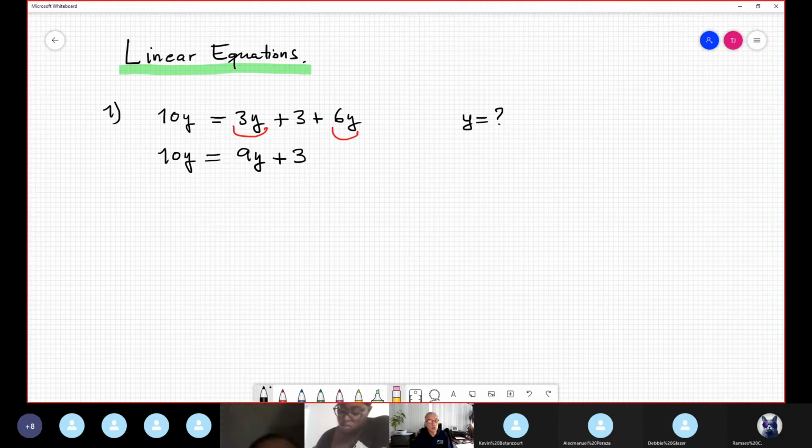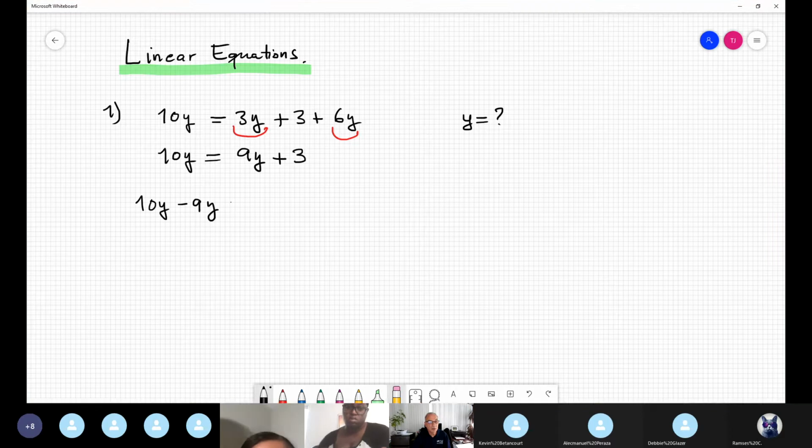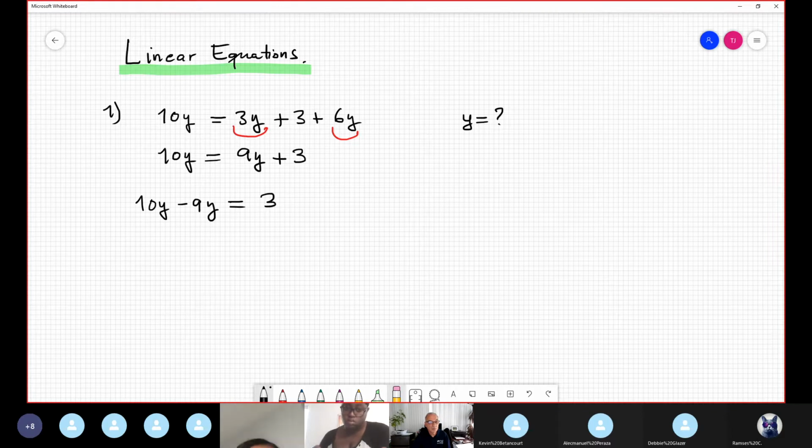Finally, you move 9y to the left-hand side, and you have 10y minus 9y equals 3. And you combine one more time: 10 minus 9 is 1y. When the coefficient is 1, normally in algebra, you consider it invisible. This is the algebra style, and this is the answer.